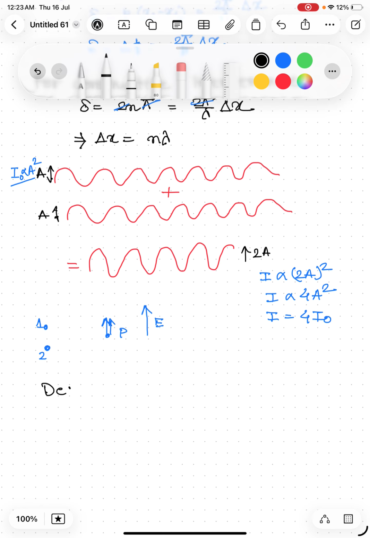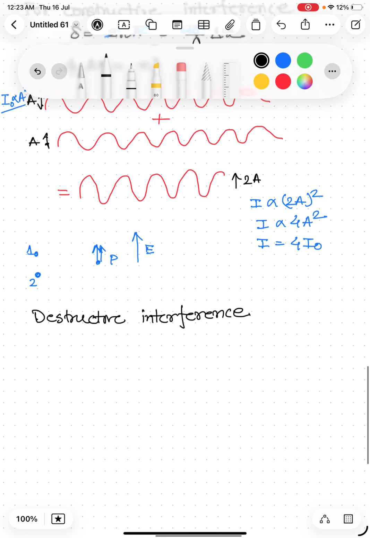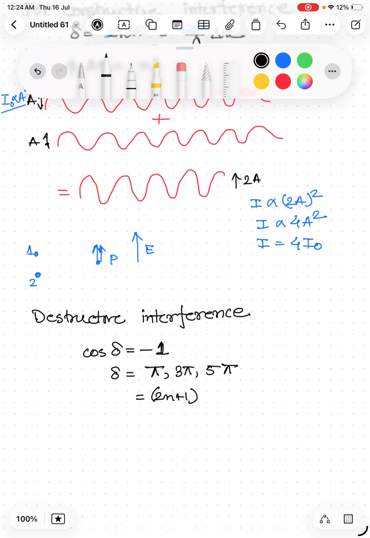So what is destructive interference? We have already done that. It is when cos delta equals -1, which means delta equals, sorry, pi, 3 pi, 5 pi, etc. Or it is (2n plus 1) into pi.